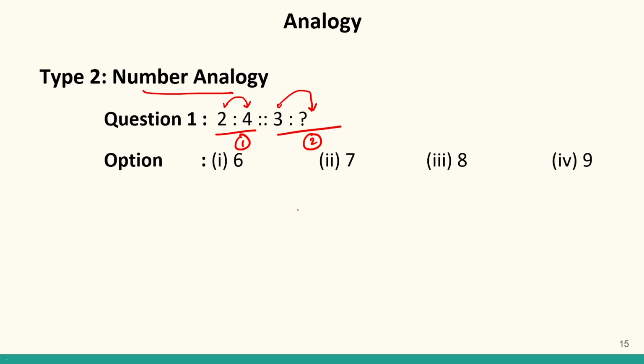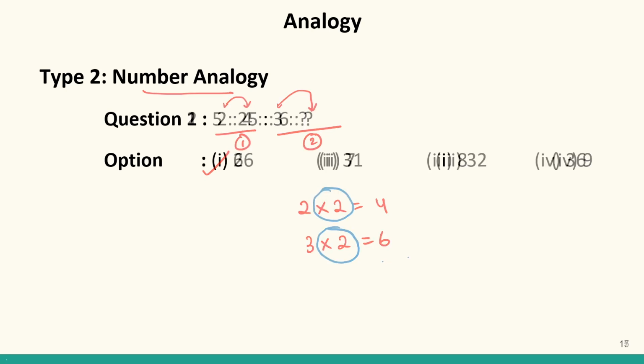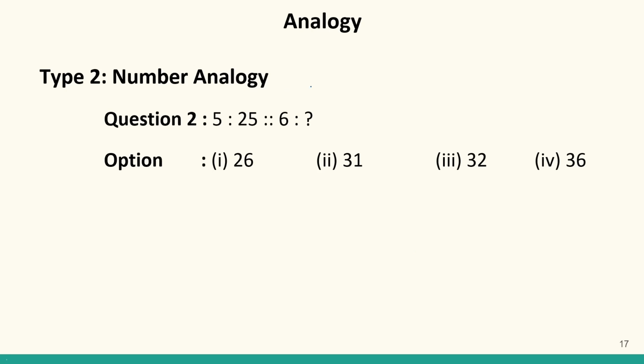So over here, I can see the relationship is that if we multiply 2 by 2, I'll get 4, right? And if I multiply 3 by 2, I'll get 6. So my answer will be option number 1, 6. So I am using the same logic, that is multiplying by 2 in both the cases, to get my answer. Now, in this question, if you remember, I told you to remember squares, right?